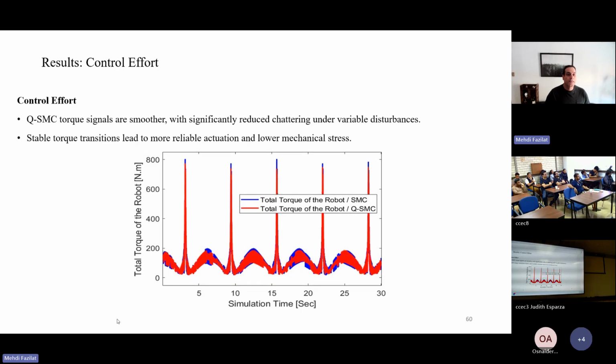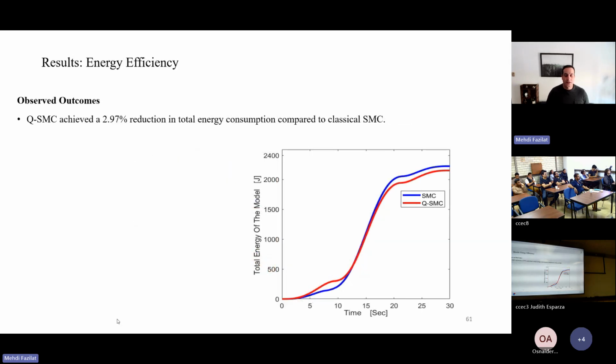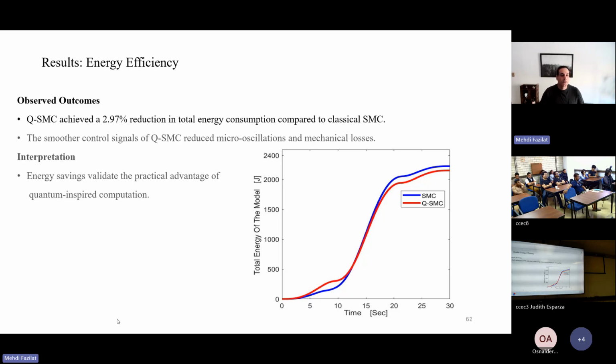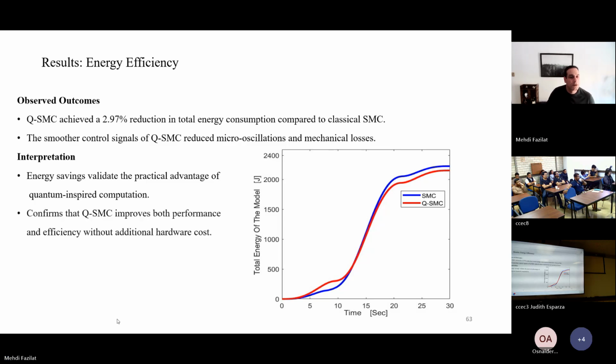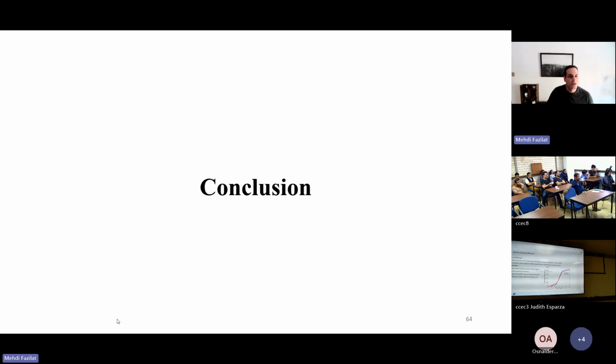The other metric we considered is the energy consumption for both controllers during the same task. Overall, the quantum controller has about a 3% reduction in total energy consumption.